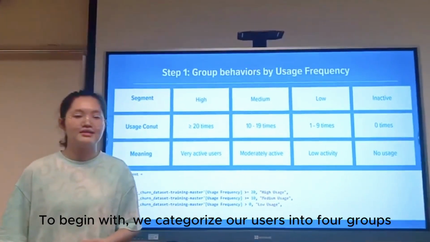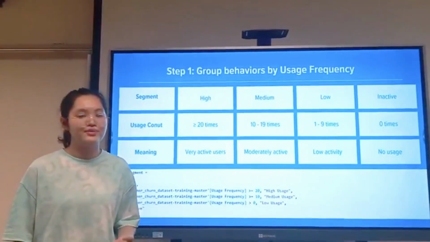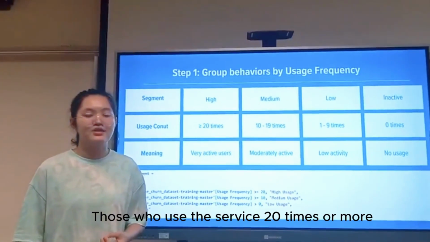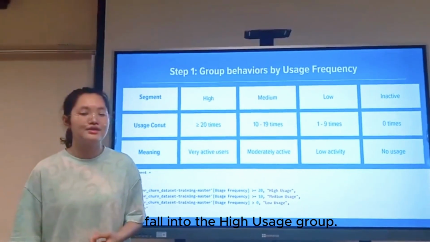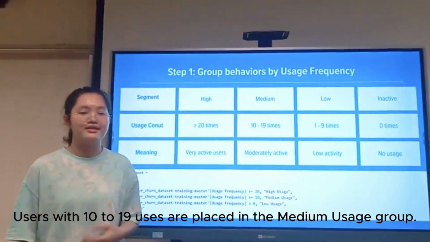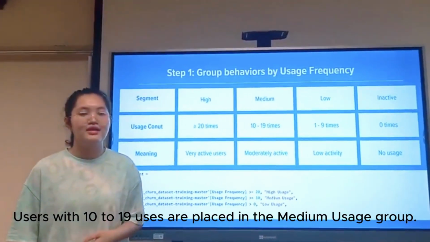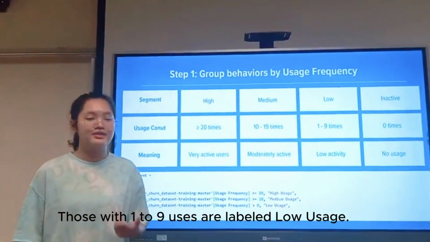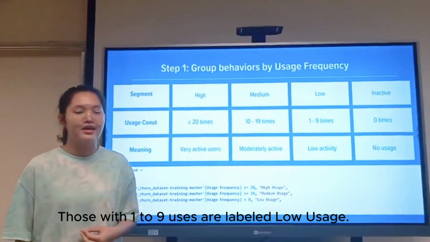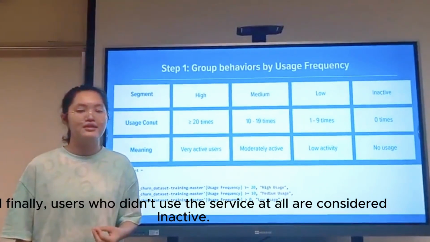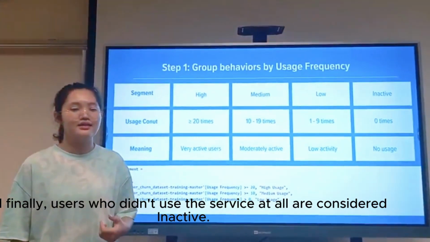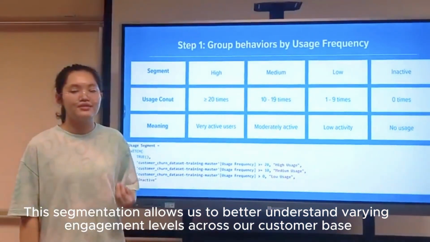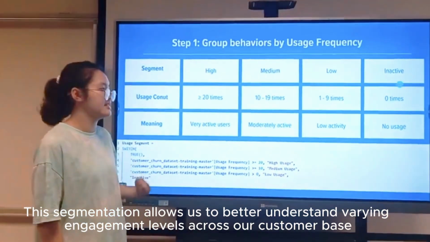To begin with, we categorize our users into four groups based on their usage frequency. Those who use the service 20 times or more are in the high usage group. Users with 10 to 19 uses are placed in the medium usage group. Those with 1 to 9 uses are labeled low usage. And finally, users who didn't use the service at all are considered inactive. This segmentation allows us to better understand various engagement levels across our customer base.